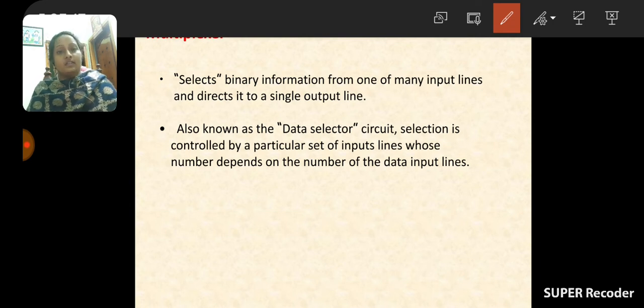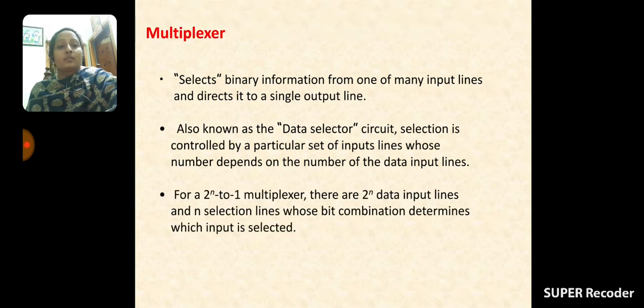Okay, it will select the binary information from many input lines and direct it to a single output line. That's why it is called what? Data selector. And this data selection is controlled with the help of what? Two particular input lines. Those lines are called data selecting lines. Okay, this is about the multiplexer.